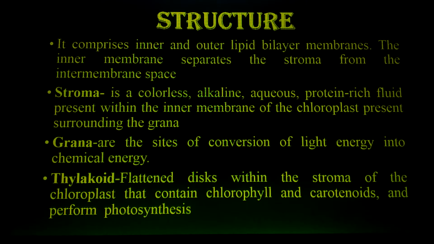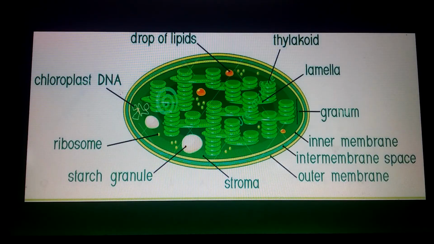Mitochondria is also a double membrane organelle, and the chloroplast is a double membrane organelle comprising an inner and an outer lipid bilayer. Inside this there is a stroma, which is a colorless, alkaline, aqueous, protein-rich fluid, and inside that stroma there is a grana. Grana is plural, and granum is singular. That is the site for photosynthesis, and the grana contains coin-like, disc-like structures which are known as thylakoids. So I'm going to show you each and every part of the chloroplast.